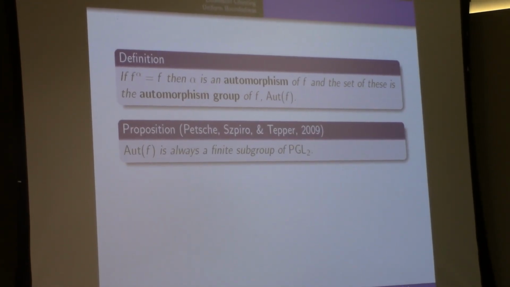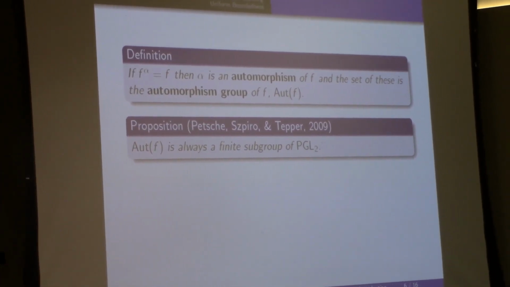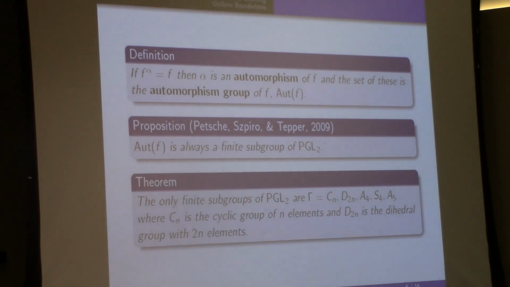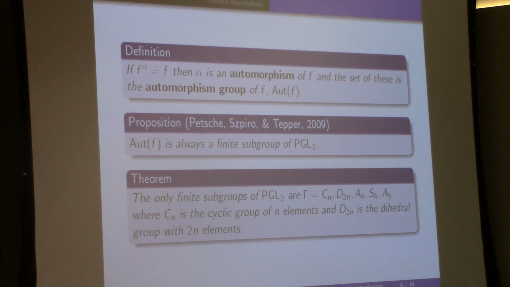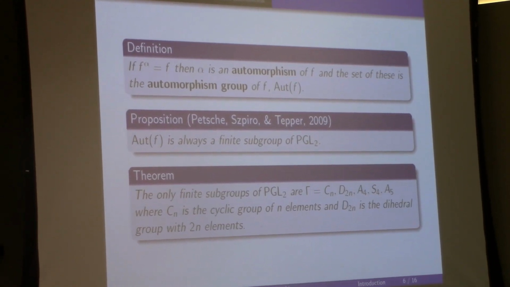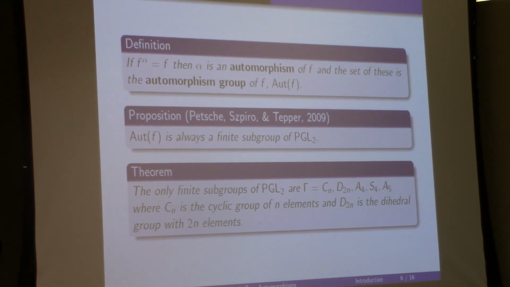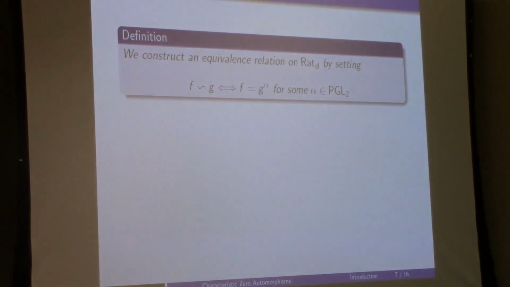And we have a proposition from PSP in 2009 which stated that the automorphism group of f is always going to be a finite subgroup of PGL2. Now another theorem says that the only finite subgroups of PGL2 are the cyclic group with n elements, the dihedral group with 2n elements, the alternating group A4 with 12 elements, S4 and A5.